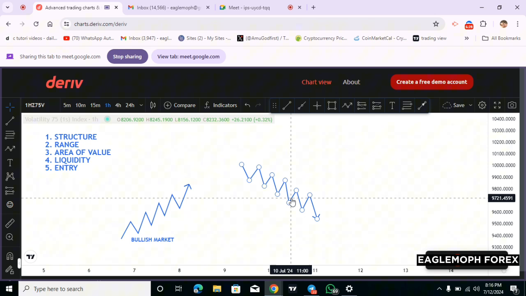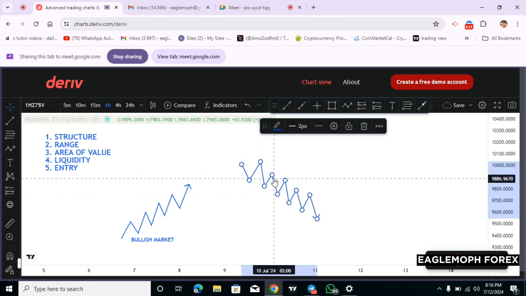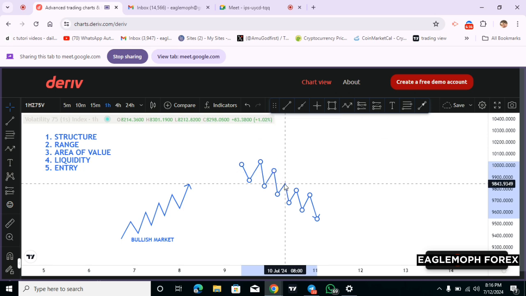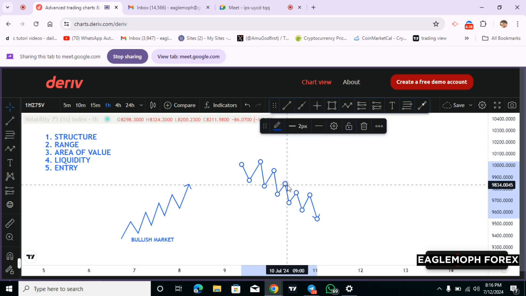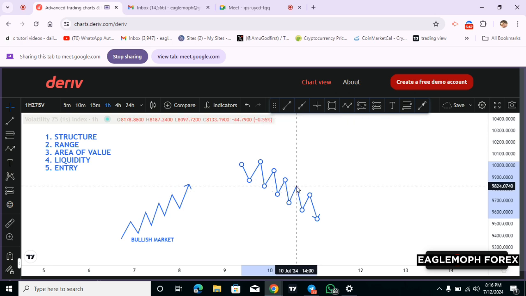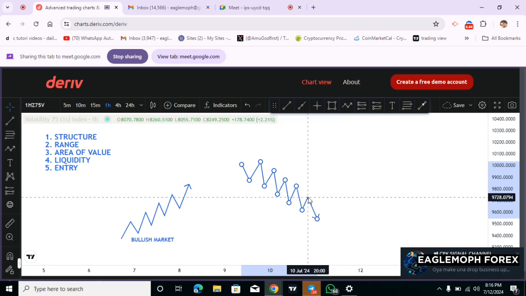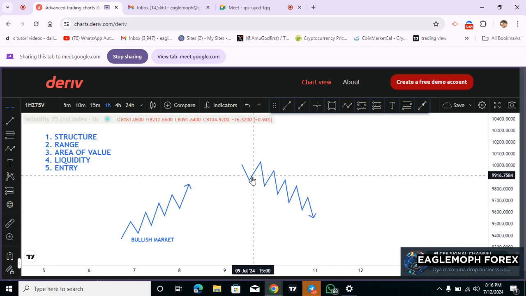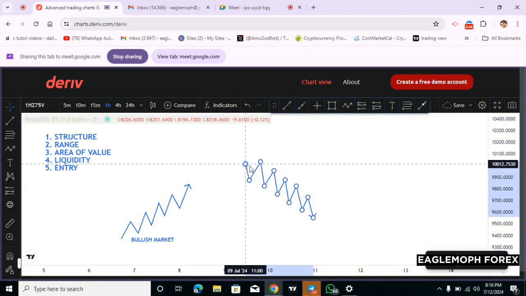Now, what do you expect to see in a bearish market? The market is selling down. You're seeing highs and lows being taken out. So you know that, okay, this market is selling. That means there are more sellers in the market. And if there are more sellers in the market, why would you be looking out to buy? You should be looking out to sell. Once there are more sellers, you should be looking out to sell. If there are more buyers, you should look out to buy. So this is a bearish market.